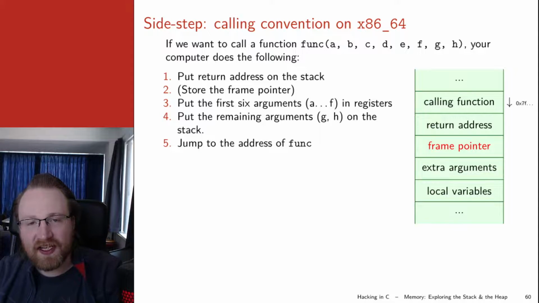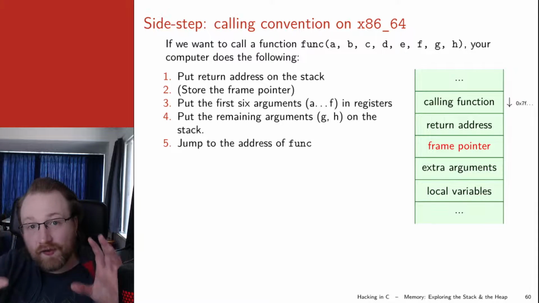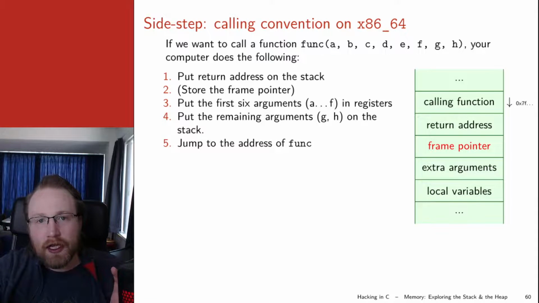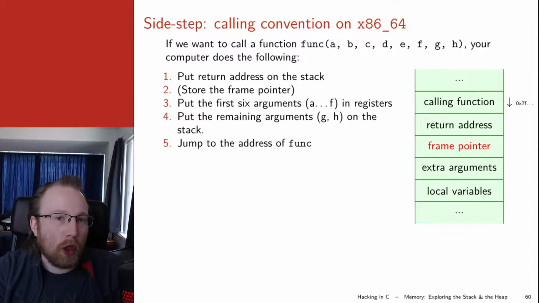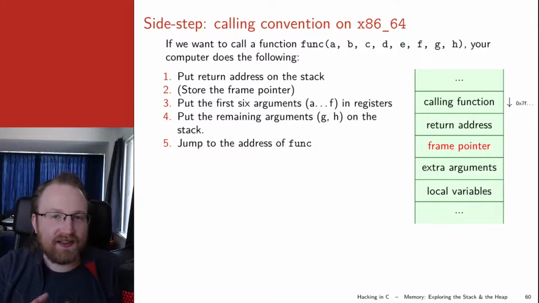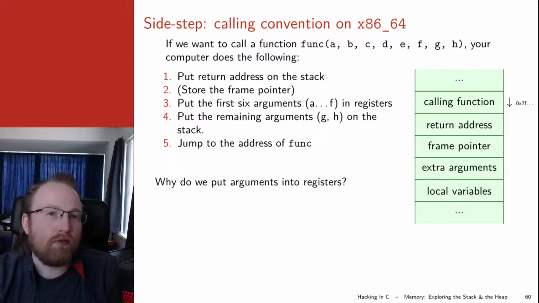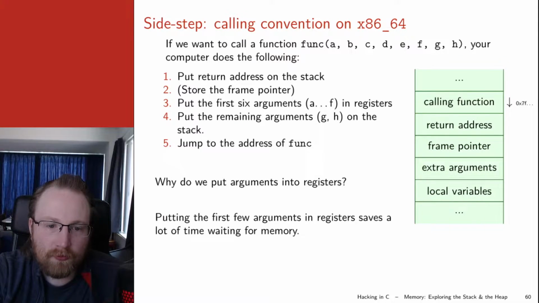So printf, while executing, will read these registers as though they were arguments to the function, even though these registers were not prepared by the call to printf. And after hitting this seventh variable, it will start printing the stack itself. Now, again, why do we put arguments in registers? Well, that saves a lot of time waiting for memory.